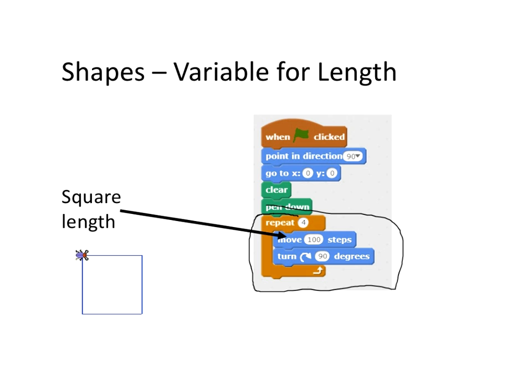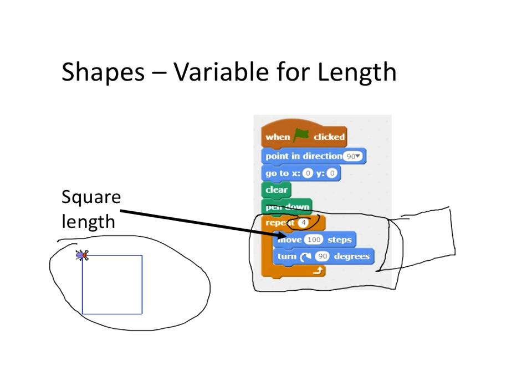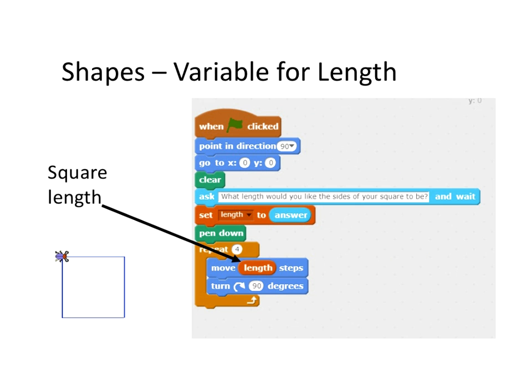So to make a square, you move 100 steps, you rotate 90 degrees. So you move 100 steps, in Scratch world that's not very much, then you rotate 90 degrees, and then because it's a repeat of 4, you move 100 steps, rotate 90 degrees, move 100 steps, rotate 90 degrees. So there's my square.